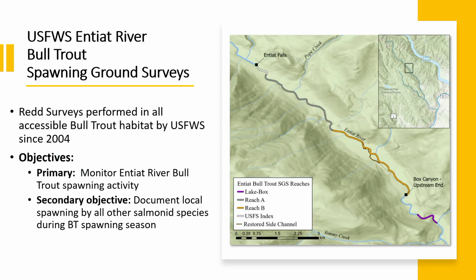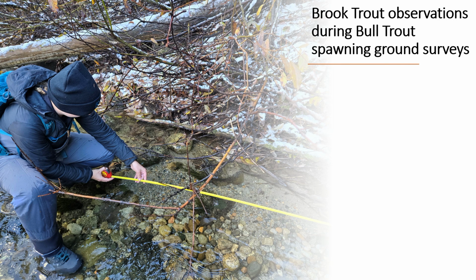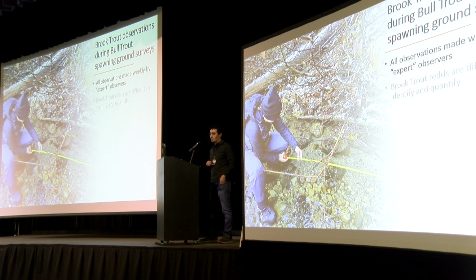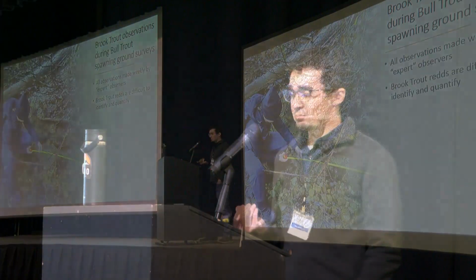And so with this group, I'm not going to talk too much about red survey methods. You guys are familiar with them, but there are some nuances to brook trout red survey quantification that we do need to talk about. First and foremost, all observations of resident reds are made by expert observers, and they're made on a weekly basis generally. And by expert observers, they usually have to be people that have at least 1 year of resident survey experience, preferably a couple years in the Eniot by the time that they're actually out there alone. And we do this because brook trout reds are really difficult to identify and quantify.